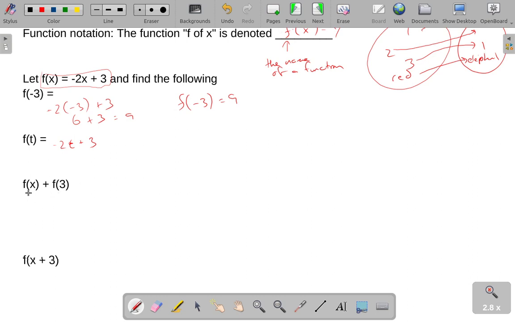Alright, if I want to figure out what f of x plus f of 3 is, you can say I'm actually calling the function f 2 separate times. First off, I'm calling it and feeding it a value of x, and we know f of x is just equal to negative 2x plus 3.